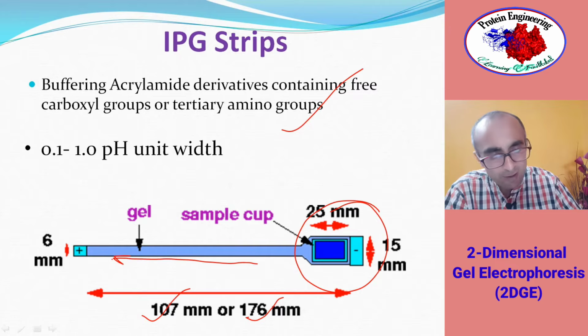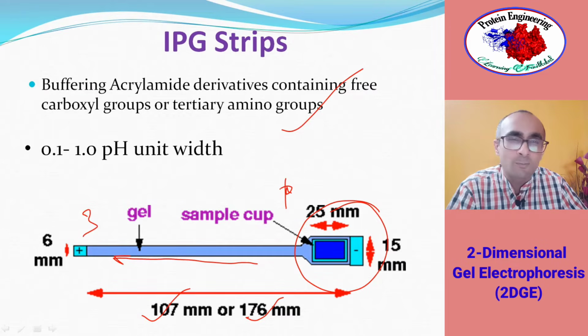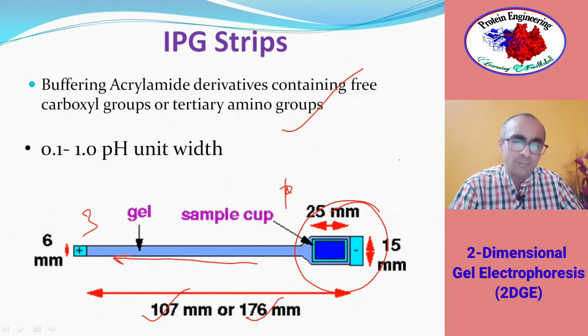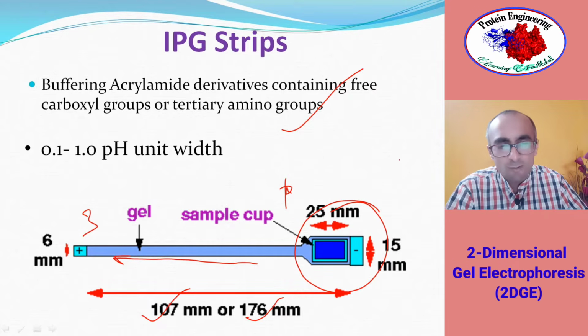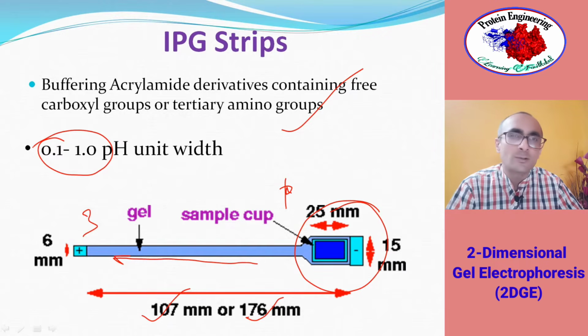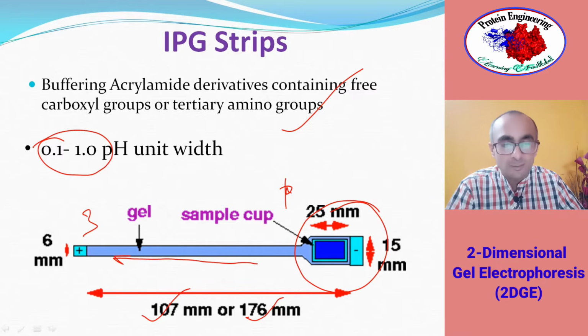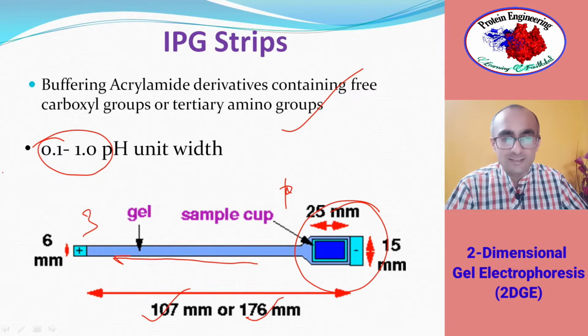You can have a pH gradient say 3 to 10 pH, or you can have 3 to 7 pH. As per requirement it can be made. And the pH width is 0.1 to 1.0 here. You can also choose what kind of range of pH you require in making the pH gradient in IPG strips.